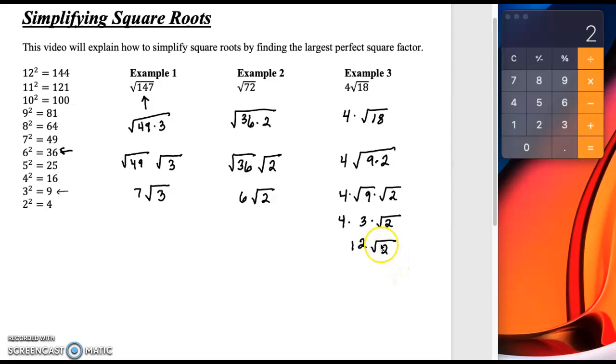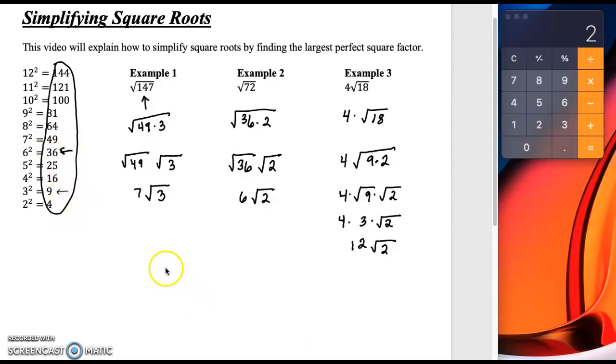So the main idea here in this process is looking at the number and finding the biggest number out of these numbers over here on the right that will fit, that will be a factor of that number. And a good rule of thumb to use is that you can divide it by 2 and then start on this list at that stage.